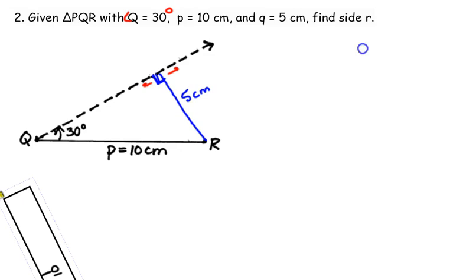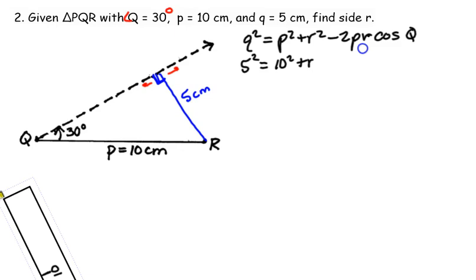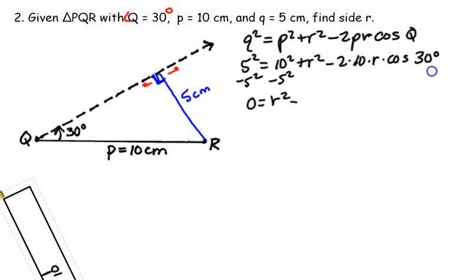So once again, we're doing q squared equals p squared plus r squared minus 2pr cosine of q. Q is 5 still, so 5 squared equals 10 squared plus r squared minus 2 times 10 times r times cosine, this time 30 is my angle. So the only thing that I've changed is the angle from example 1. When I subtract 5 squared from both sides and set this up in order to use the quadratic formula, I'll have 0 equals r squared minus 20 cosine 30 r plus 75.